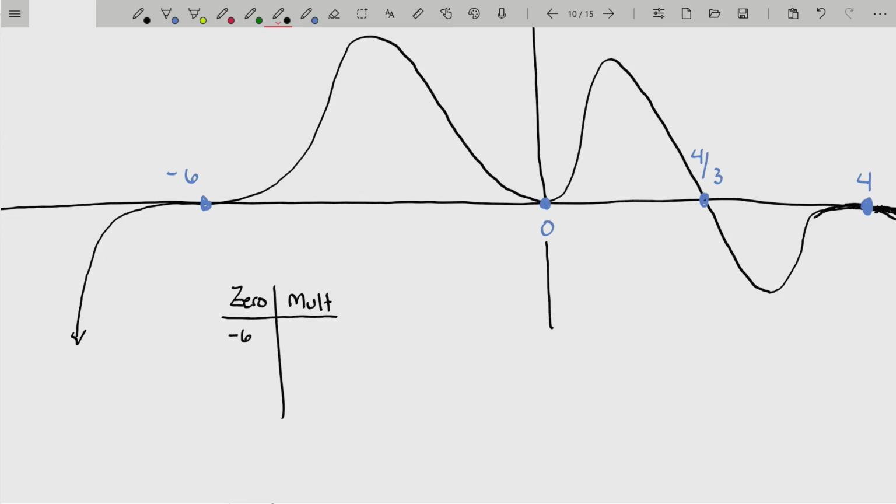And the zeros are at -6, 0 (remember, 0 is also an x-intercept), 4/3, and then finally 4. I can see it from the graph right there.